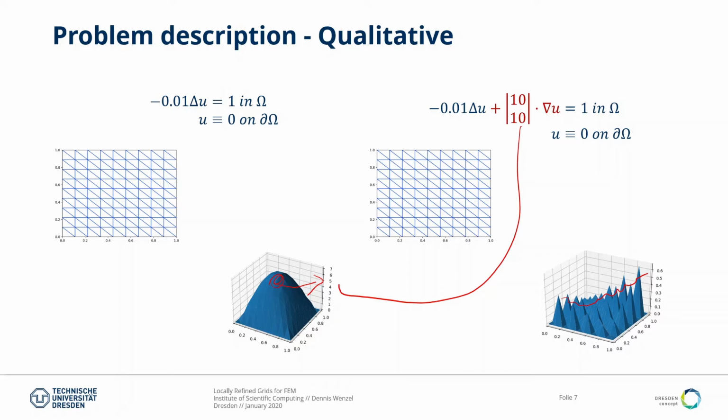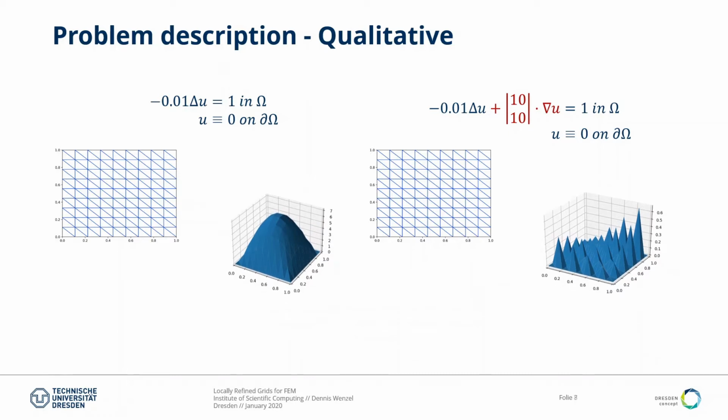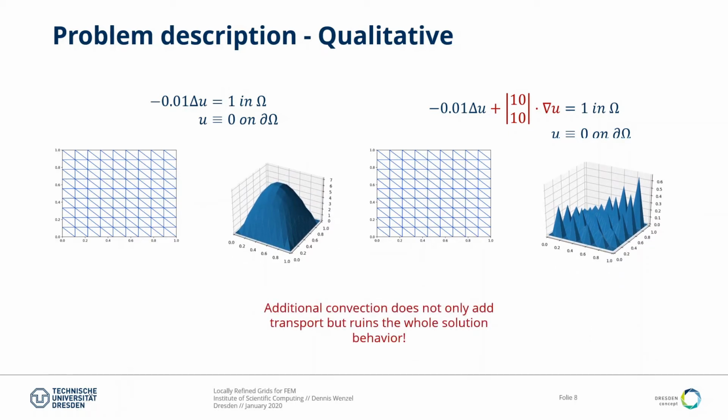And what's the reason for this? Well, if we have a convection term, we can run into situations where it not only quantitatively changes the solution in terms of a slight shift, but it gives you a whole different behavior and sometimes even ruins the whole solution behavior.